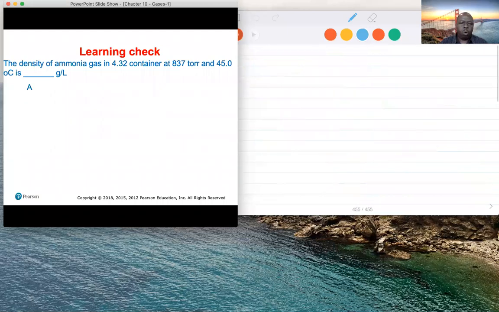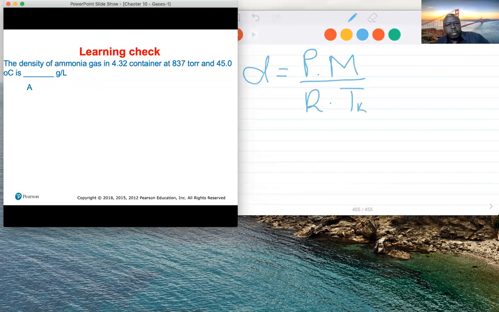Let's see, if someone is trying to use the old way of mass over volume: what is the density of ammonia gas in 4.32 liters at 837 torr, that's a unit for pressure, and 45.0 degrees Celsius? You've got to find the density, with temperature in Kelvin. If you try to use mass over volume, we don't know the mass here, and even if you find the molar mass of ammonia, you're not going to get it. It's the reason why you are given this. So at the outset, density is given by pressure in atmospheres times the molar mass over the universal gas constant times temperature in Kelvin. That will give you the density.